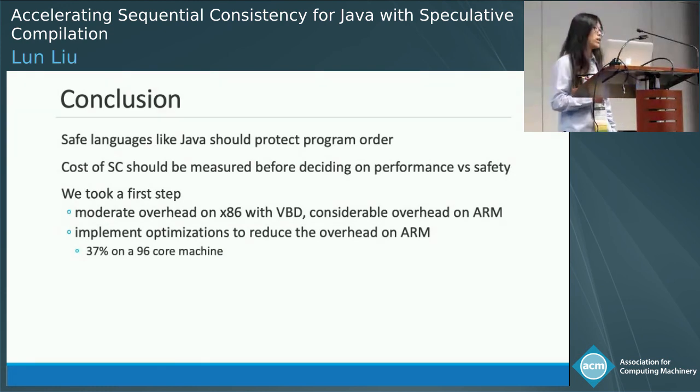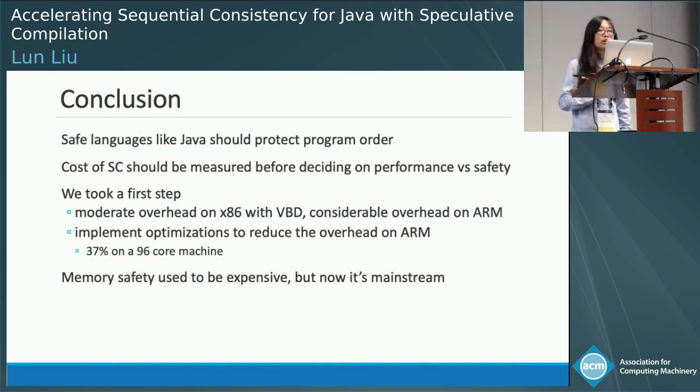So the current result we have now is that the best we can do, on our ARM machine with 96 cores, is 37% overhead for SC. The long-term goal here, this is still quite a significant number, but we want to remind you guys of memory safety. Think about memory safety.